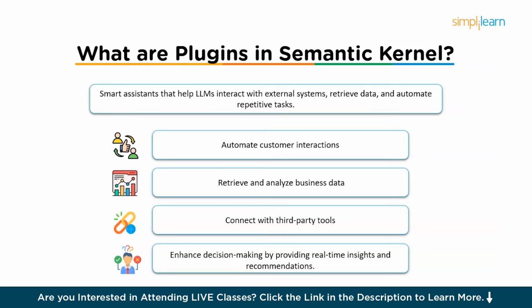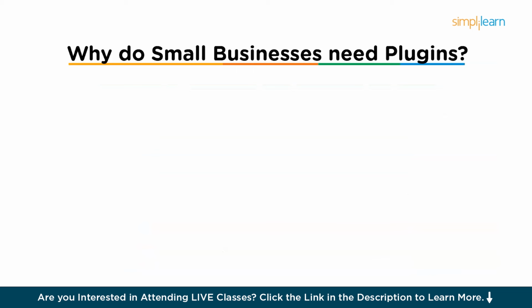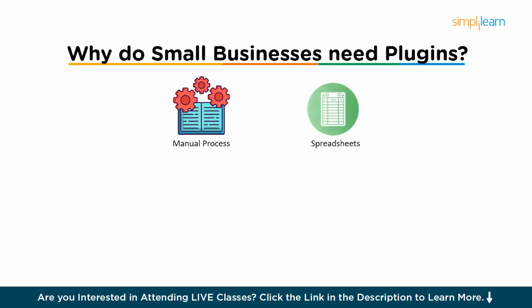Now moving on, we'll understand why small businesses need plugins. So traditionally, small businesses rely only on manual processes, spreadsheets, and intuition to operate. However, with LLMs powered by the Semantic Kernel, businesses can automate repetitive tasks and free up time by letting AI handle the scheduling, data entry, and reports.